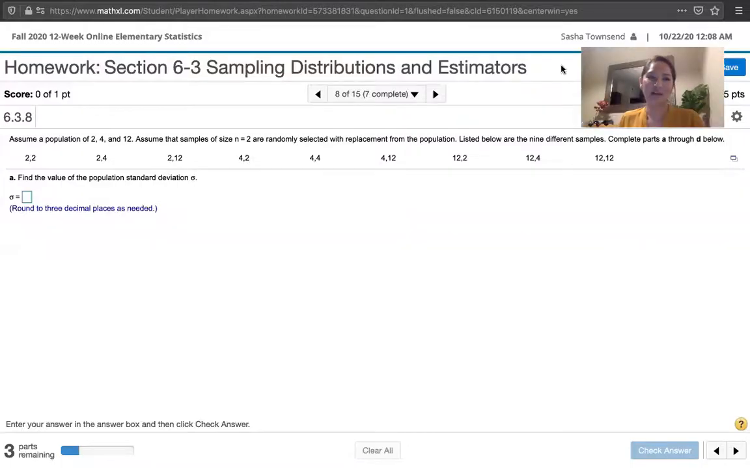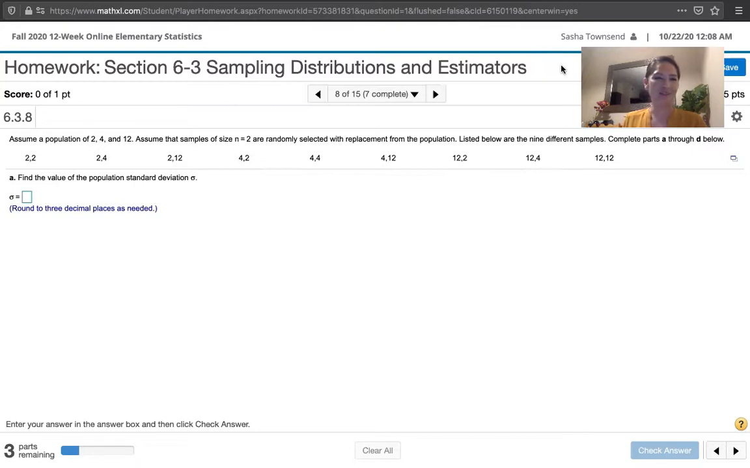In this video, we solve problem 6.3.8 from Essentials of Statistics, 6th edition by Mario Triola. The problem statement says, assume a population of 2, 4, and 12. Assume that samples of size n equals 2 are randomly selected with replacement from the population. Listed below are the 9 different samples. Complete parts A through D below.